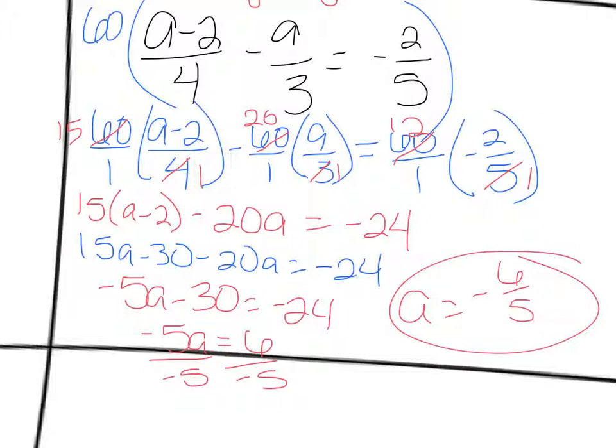So whenever you multiply both sides, or the entire equation, by your least common denominator, it should have been 60. In your first term, you should have been able to divide out a 4. And you're left with 15 times a minus 2. Your second term, you can divide out a 3, and you're left with a minus 20a. And it is equal to, you should have got, negative 24. When you distribute out the 15, you get 15a minus 30 minus 20a equals negative 24. You can combine your a's together, add 30 to both sides, and you should have ended up with negative 6/5.